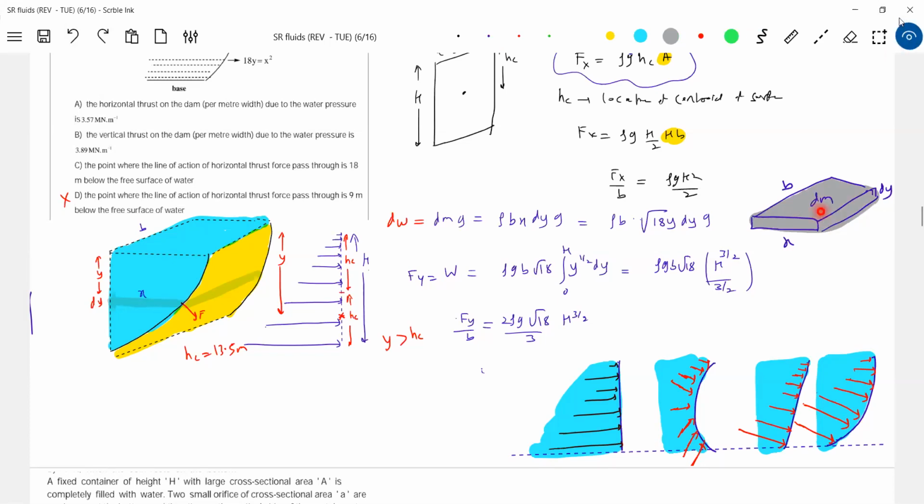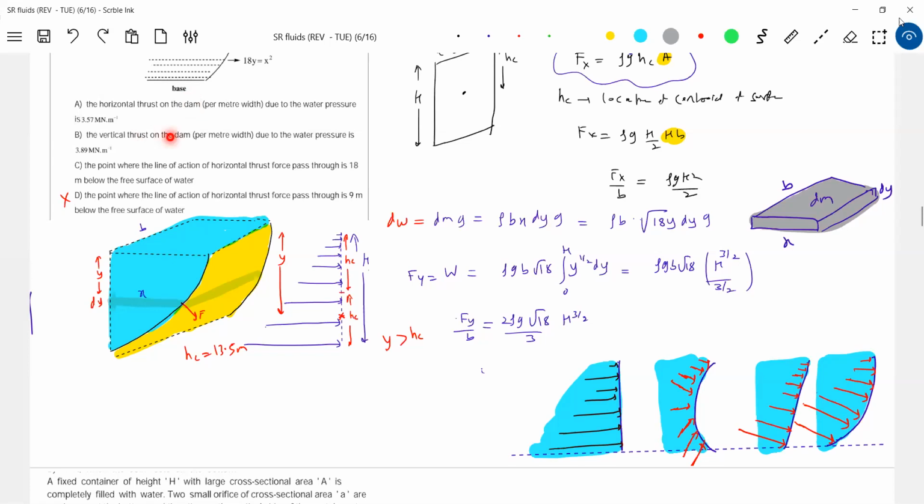What is mass equal to? Density into volume of this one. Substitute that here. But x and dy both are unknown, so take help of this equation. Eliminate x, get y. So y will vary from 0 to h. Then you'll get the vertical component of this one. Okay, let's come to this one.